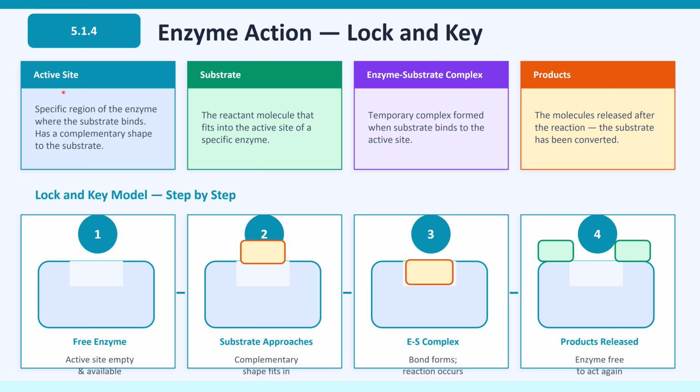The active site, substrate, enzyme substrate complex, and product. Active site: the specific region of the enzyme where the substrate binds, which has a complementary shape to the substrate. This is the lock. It's a specific region on the enzyme with a very precise 3D shape. Substrate: the reactant molecule that fits into the active site of a specific enzyme. This is the key, or the reactant that needs to be changed.